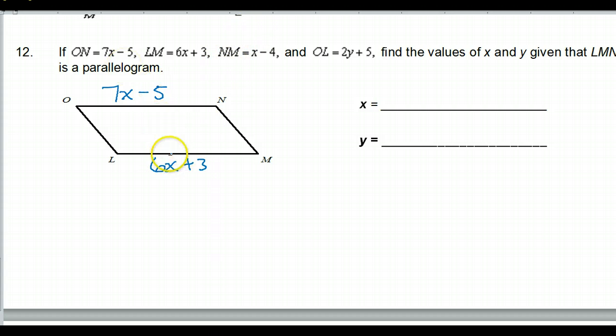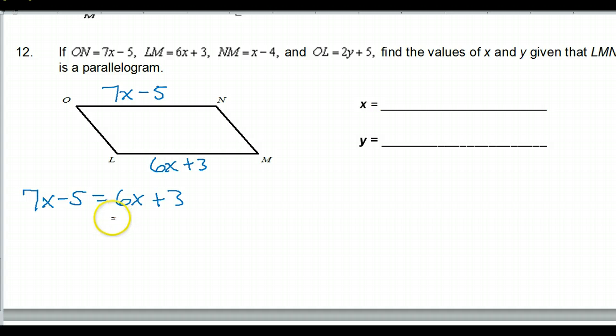You know what? I just want to pause right there. I can find x right now, and I bet you can see how I'm going to do it. Opposite sides of a parallelogram are equal. That means these two expressions should be equal. So that means, for example, 7x minus 5 should equal 6x plus 3.